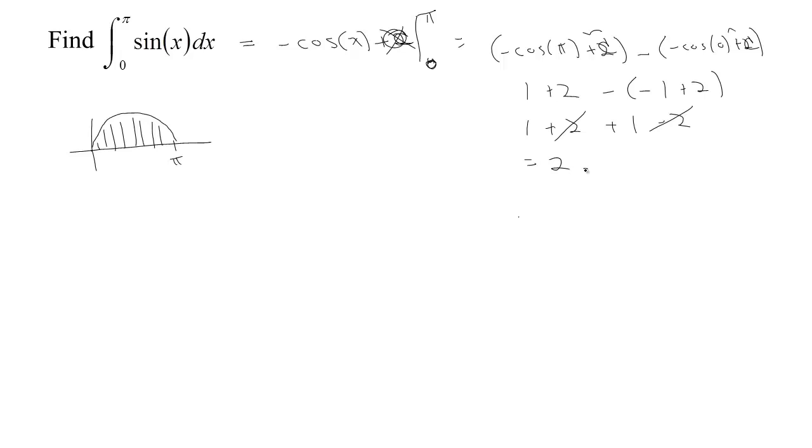So anyway, we found that the area under this curve between 0 and pi is actually equal to 2. And it was relatively painless because the fundamental theorem said all you have to do is find an antiderivative. So we did.